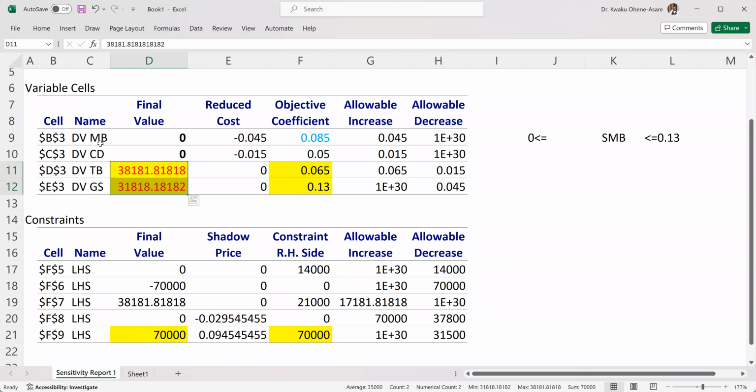So who can tell me what the interest rate should be to motivate Ama to invest? What should be the minimum interest rate that would make Ama say, okay, now I'm going to invest in municipal bonds? Eric.